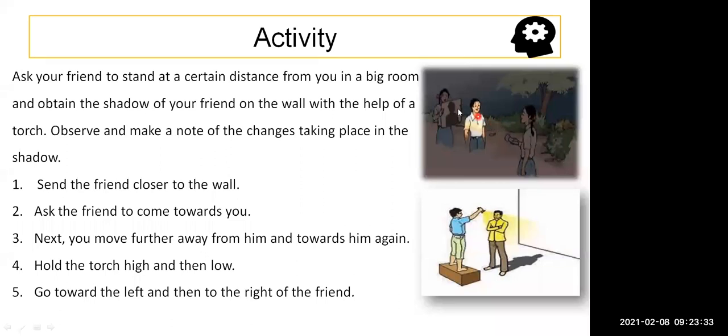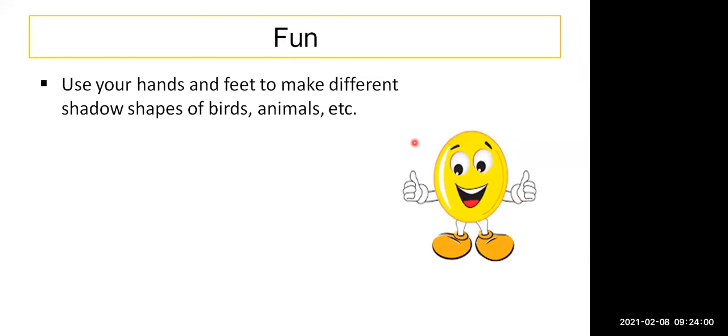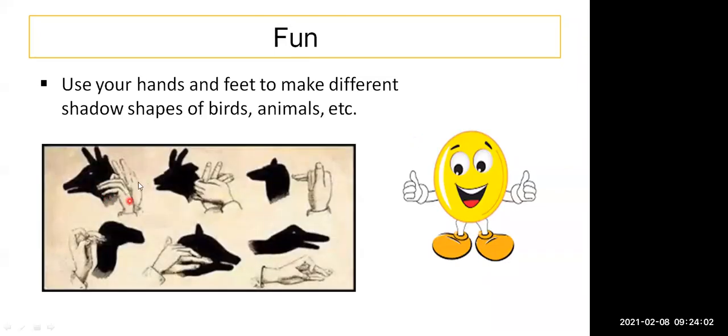But when you move away from the source of light, that is away from the light of the torch, the shadow becomes smaller in size. You can see this at your home also. You can practice with the help of your friend and find out when the shadow is longer and when it is shorter. Now, this fun activity you can carry out at your home: with the help of your hands and fingers, you can make different shapes, maybe of a dog, of a peacock, of a bird.